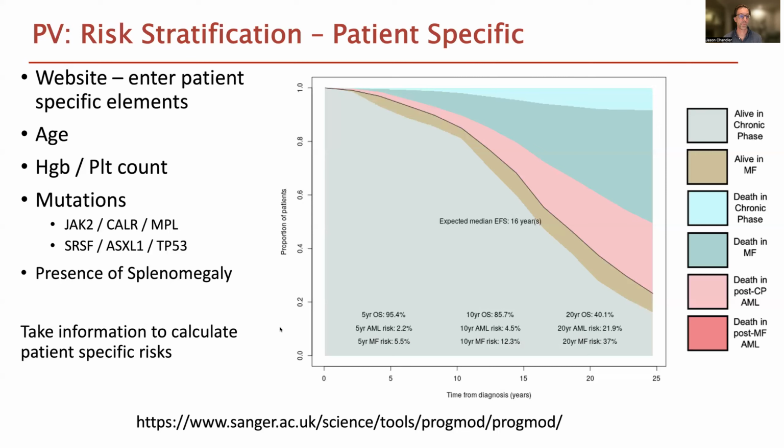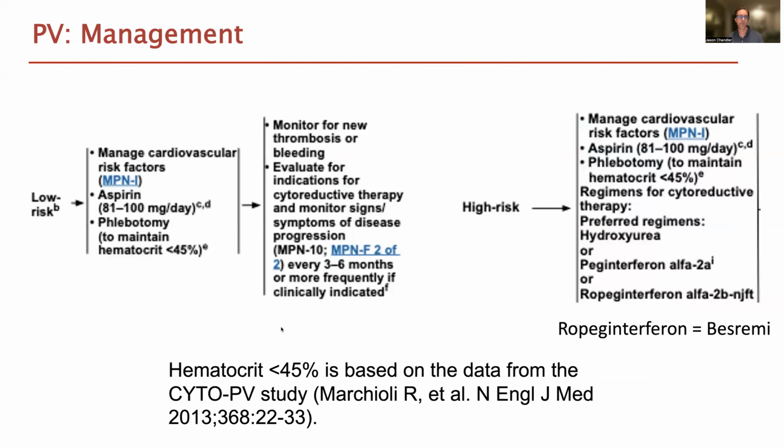So this is just for P vera, not even some of those other conditions. You can use this same tool for ET, P vera, and I think for primary myelofibrosis as well. But you put all the mutations in, just the ones you have. It's a very neat tool. It takes a little work, but it's interesting to kind of give a patient a plan for the future.